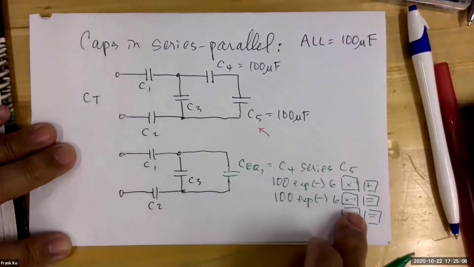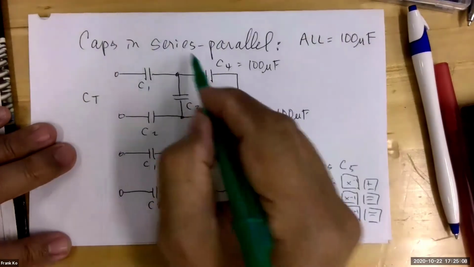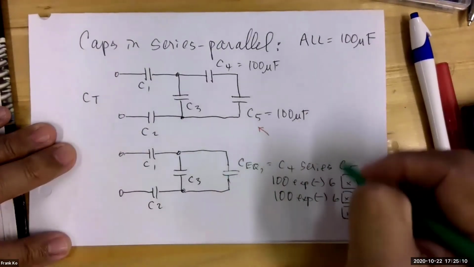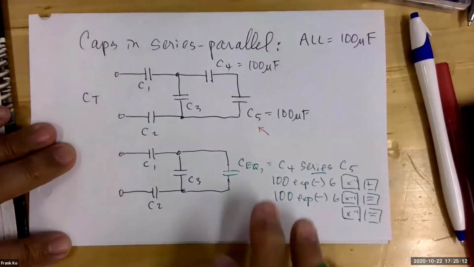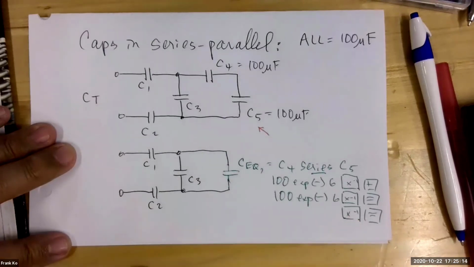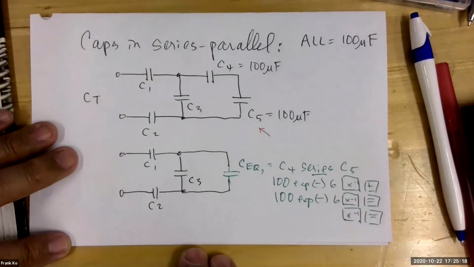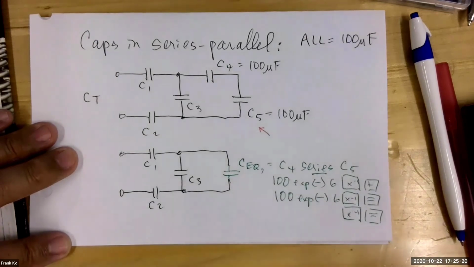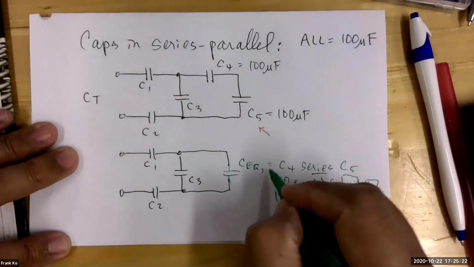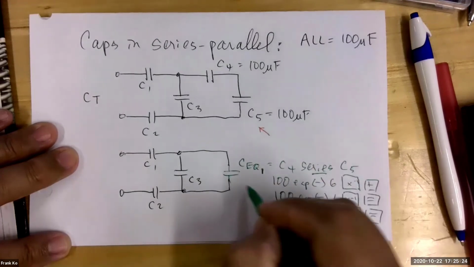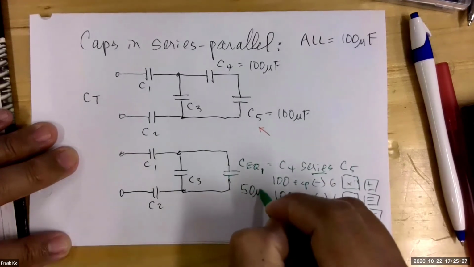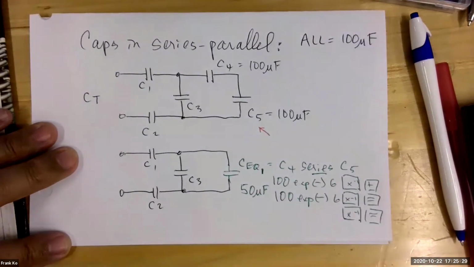Isn't that the reciprocal formula applied to a series relationship? This is in series. If you do this correctly, you should end up with 50 microfarads, yes? Yes, because you can use a reciprocal shortcut on this. 50 is half of 100. So my CEQ number 1 is equal to 50 microfarads, yes?